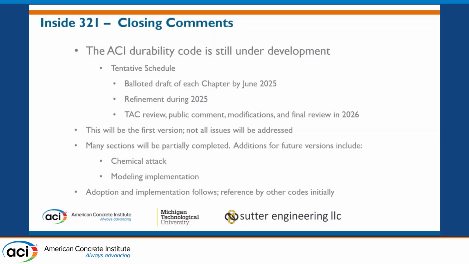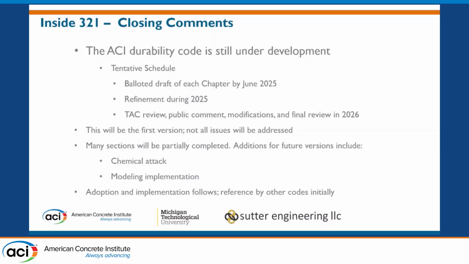So we're moving forward, and our goal is to have a refined document by the end of 2025, and hopefully by the spring meeting in 2026, it will be in the hands of TAC. We'll go through the TAC review, then respond to TAC comments and deal with those, and then go into the public review phase. The intent is to have this document completed by the end of calendar year 2026. That's our goal, and we're sticking to it, on time and under budget.